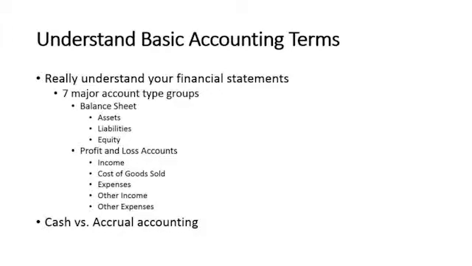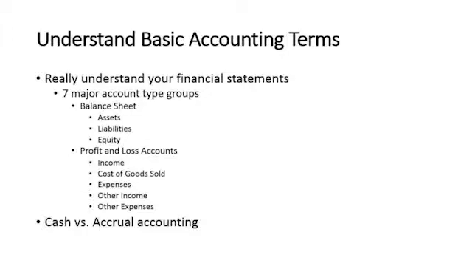Next is the profit and loss. There are 5 major accounts for the profit and loss. We have income, cost of goods sold, expenses, other income, and other expenses. And I indicated there were 7 major account types. Actually, there's 8. Looking at counting, there's actually 8. Under the income, you have, of course, your general income.